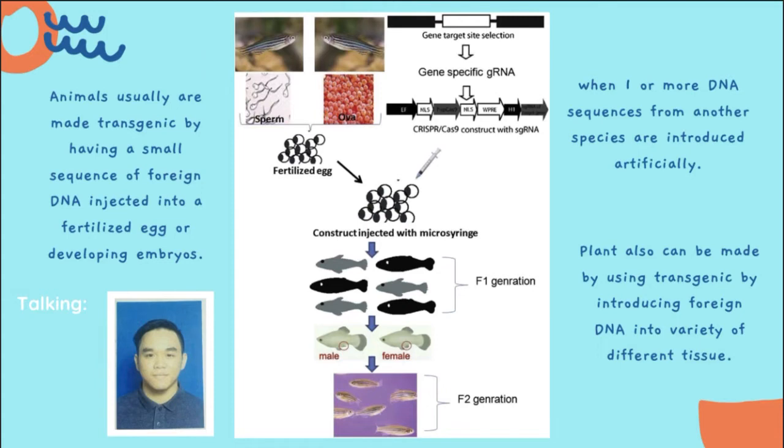Transgenic fish is a fish that has one or more DNA sequences from another species that have been introduced by artificial means. Animals usually are made transgenic by having a small sequence of foreign DNA injected into a fertilized egg or developing embryo. Plants also can be transgenic by introducing foreign DNA into a variety of different tissues.